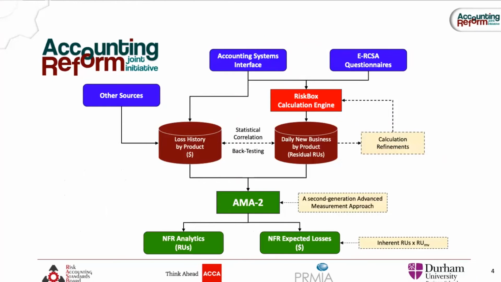I'll use this diagram to explain how that works. There are two sources of input to the risk accounting calculation engine that we've called RiskBox. The first is from accounting interfaces that provide financial data on daily new business booked by product from official accounting records. So the method is tied to official accounting records. Second is the status of risk mitigation vis-a-vis industry consensus best practices.